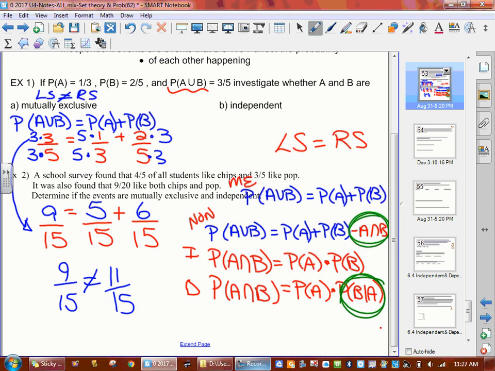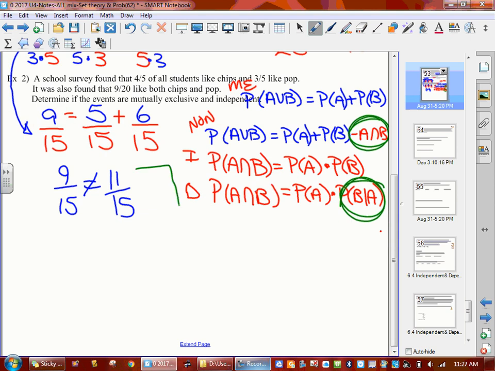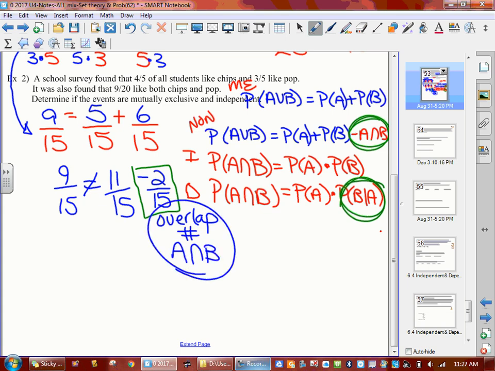So does that mean they're mutually exclusive? No, it means they're non-mutually exclusive. The reason is because there's an overlap. What would I have to subtract from 11 to become 9? We have to figure it out. 2. So the number you subtract here, and this is how it will always work: if you need to subtract a number in order to make the left side equal the right side, this is now your overlap number, which is the A and B number. So now we've figured out the A and B number. We know A and B happening is 2 over 15.